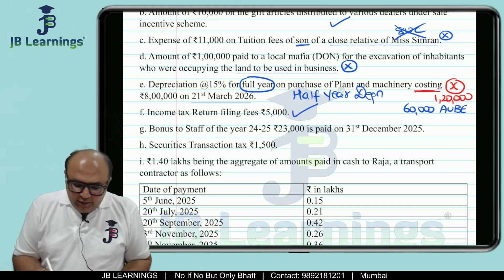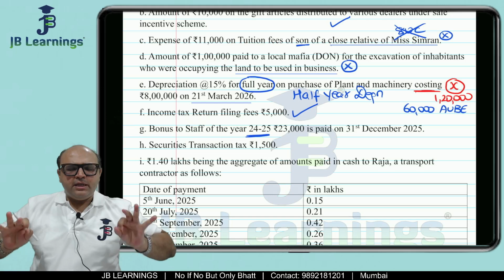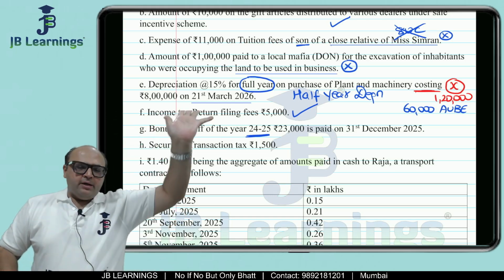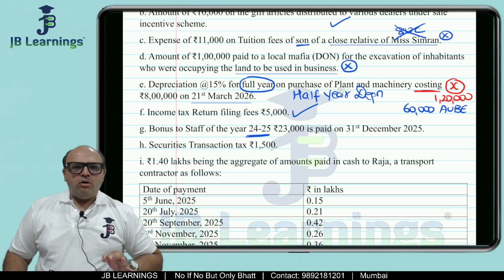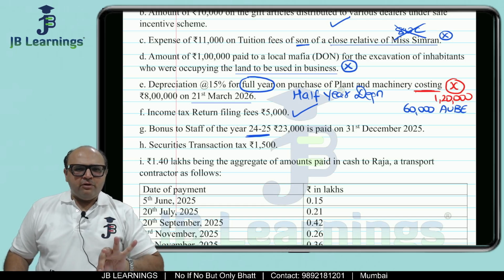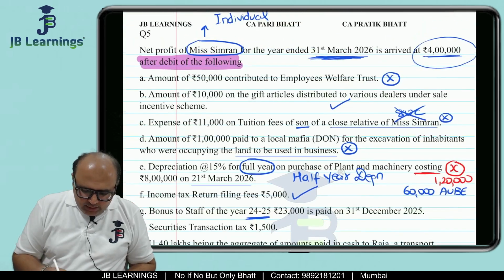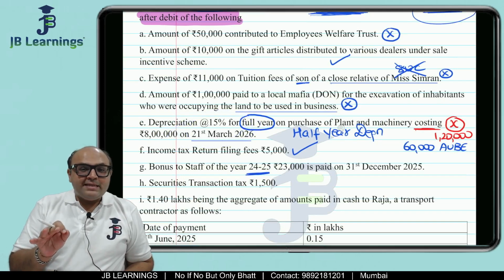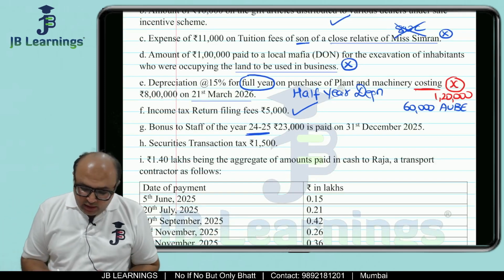Bonus to staff of the year 24-25. ICAI's favorite, purposely giving information of some previous, prior period items, right? As my Professor Ribello always used to say, the institute will either give you lack of information or excess information. See, this depreciation concept, they did not give you the depreciation amount. So this is an example of lack of information, right? Now let us see whether this bonus to staff is important.